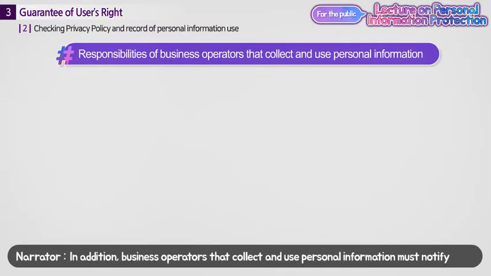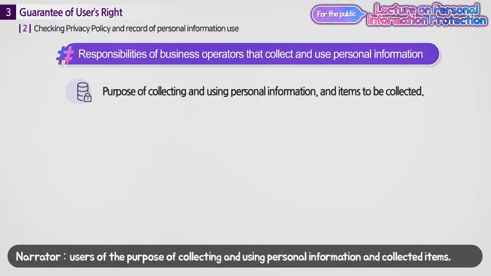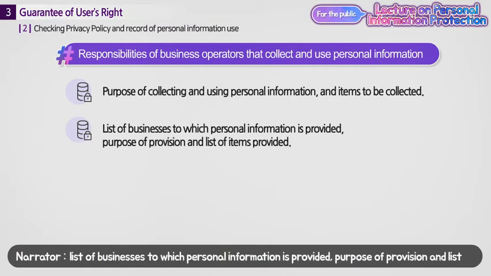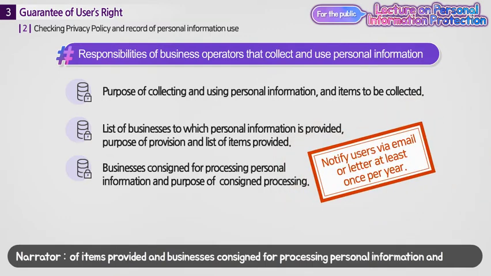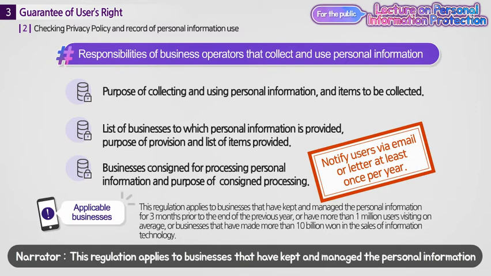In addition, business operators that collect and use personal information must notify users of the purpose of collecting and using personal information and collecting items, list of businesses to which personal information is provided, purpose of provision, and list of items provided and businesses co-signed for processing personal information, and purpose of co-signed processing via email or letter at least once per year.